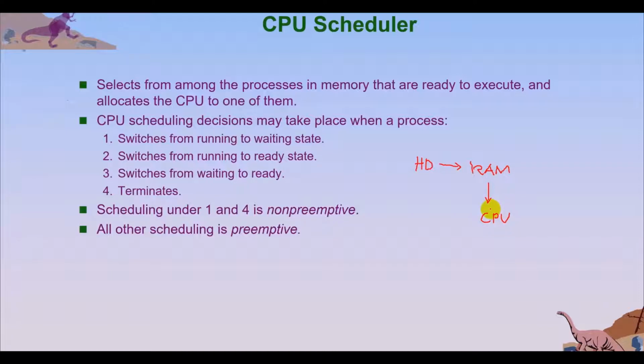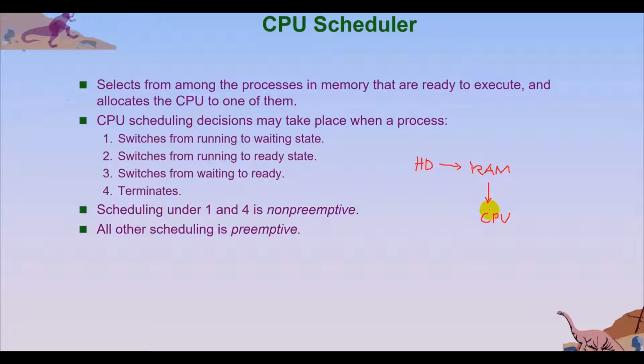CPU scheduling decisions may take place when a process switches from running to waiting state, switches from running to ready state, switches from waiting to ready, and terminates. If you still remember the discussion on processes, each process should go through these stages.